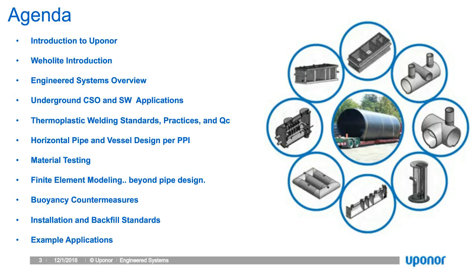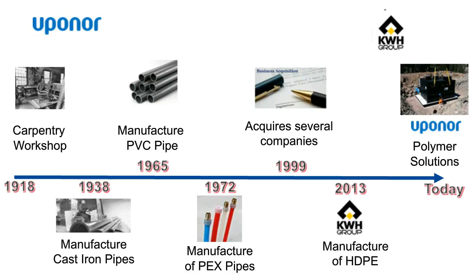To start off, who is Uponor Infra? Well, we started back in 1918 as a carpentry workshop, fabricating furniture and beds. One of the aspects of our fabrication was we actually made the steel bed springs. That fabrication evolved in 1938 to the manufacturing of cast iron pipes, which is our first foray into the infrastructure market within Europe.